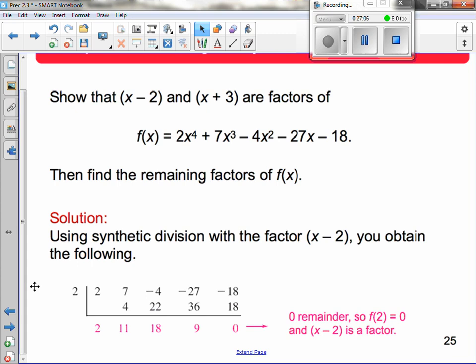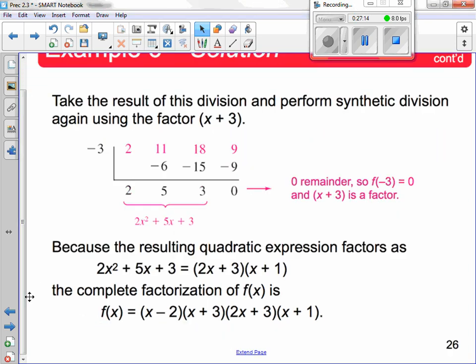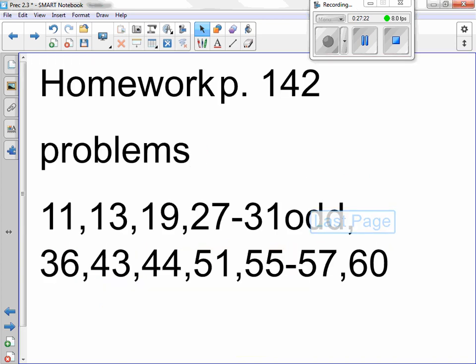Some we have to do, some we don't. Here it just said show that it works. Since it became 0, it's a factor. Now, this here, essentially what we ended up finding, will factor all the way down. But that's not too big a deal. But that's it.